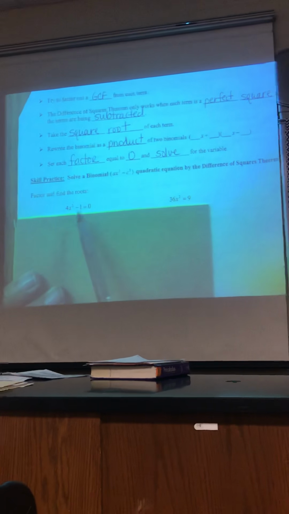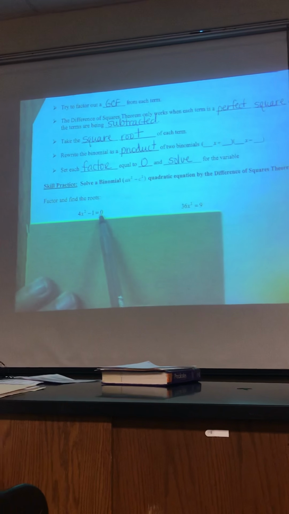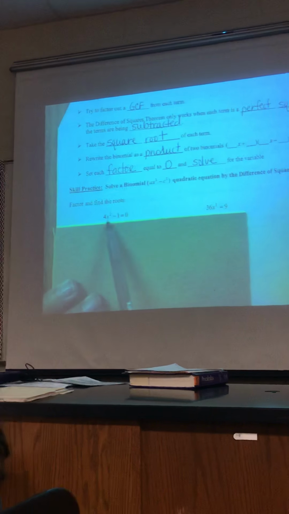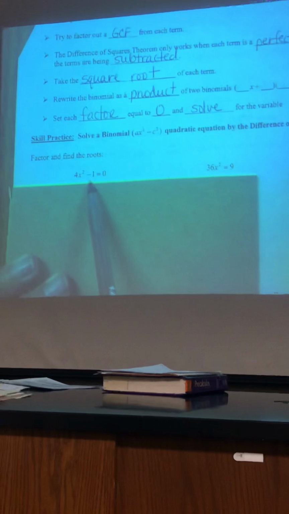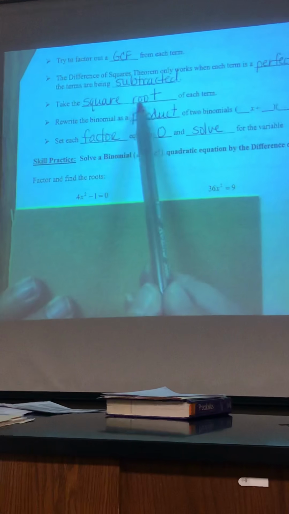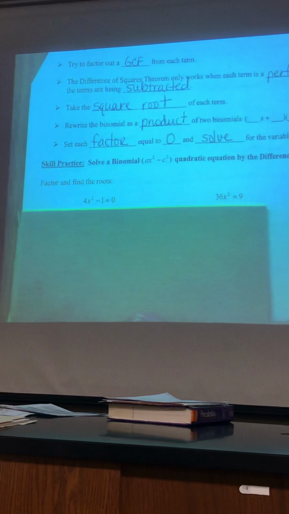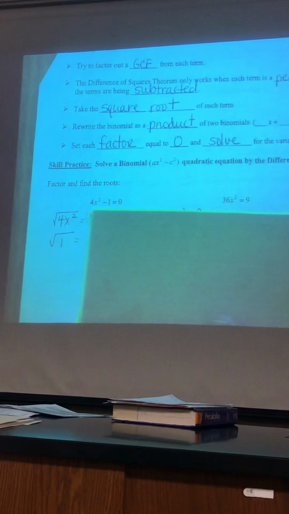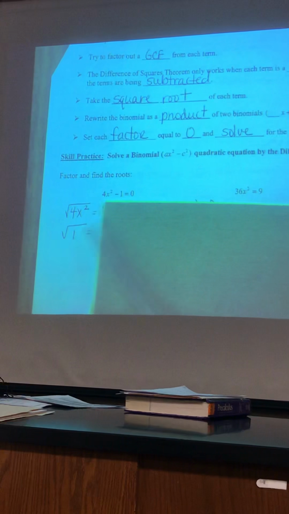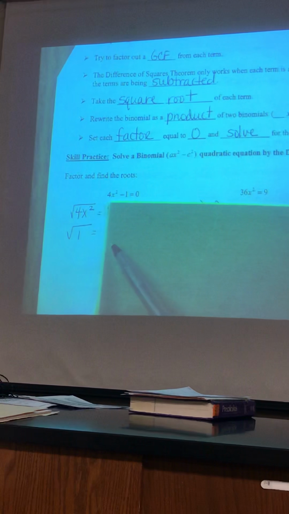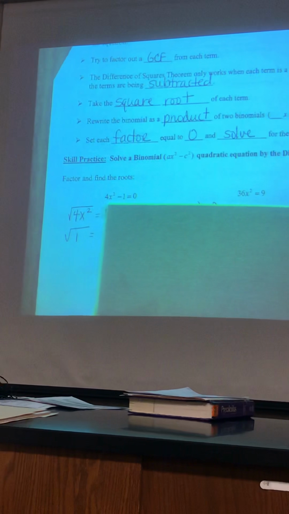So as I look at 4x squared minus 1, all the terms are on one side, equal to 0. I can't divide a GCF out of each term, so I'm ready to take the square root. The square root of 4x squared and the square root of 1. If they give me perfect square values, then I can do the difference of squares.